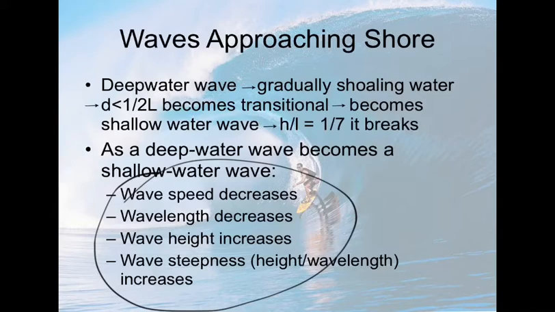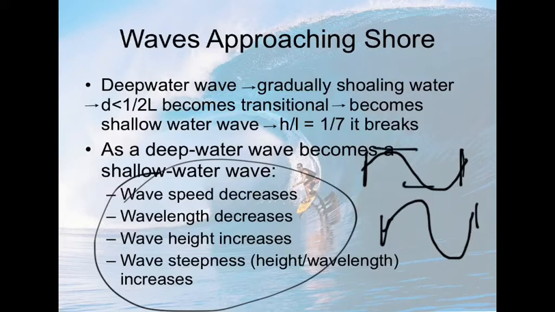Because that wave speed is decreasing fastest in the front of the wave as it approaches shore, the back of the wave is still moving a little bit faster and it begins to catch up. So wavelength decreases. When wavelength decreases, the energy is still there. It has to go somewhere, so wave height increases. So basically you're taking a wave that was like this, and you're decreasing. Okay, so you're shortening the wavelength, but you're increasing the wave height. Because you're changing the height and the length, you're increasing steepness. So 2 things increase, 2 things decrease, and you need to know which.